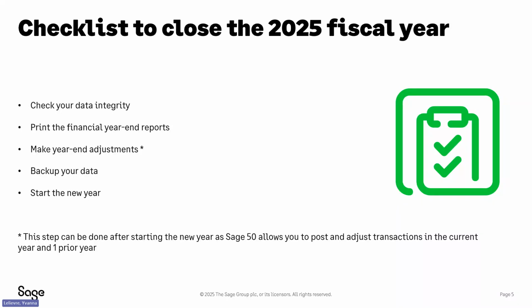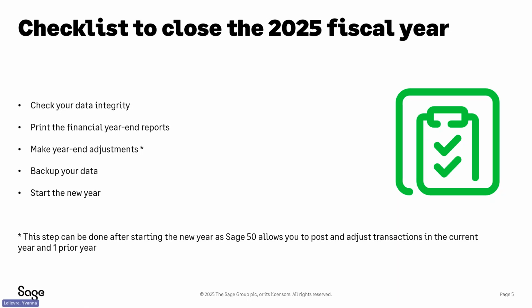The software allows you to post in 1 year prior, so this step for the year-end adjustments can actually be done after you start the new year. That is perfectly fine. You don't have to do it before starting the new year. What you will have to do is make a backup of your data, and then you can start the new year.